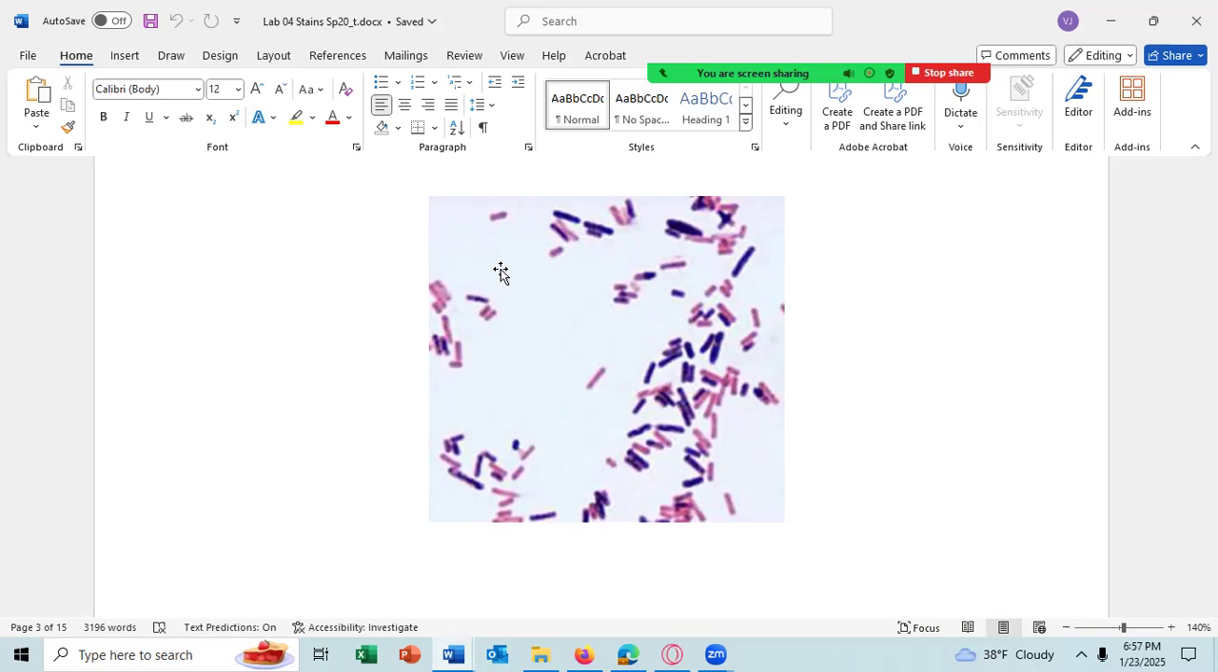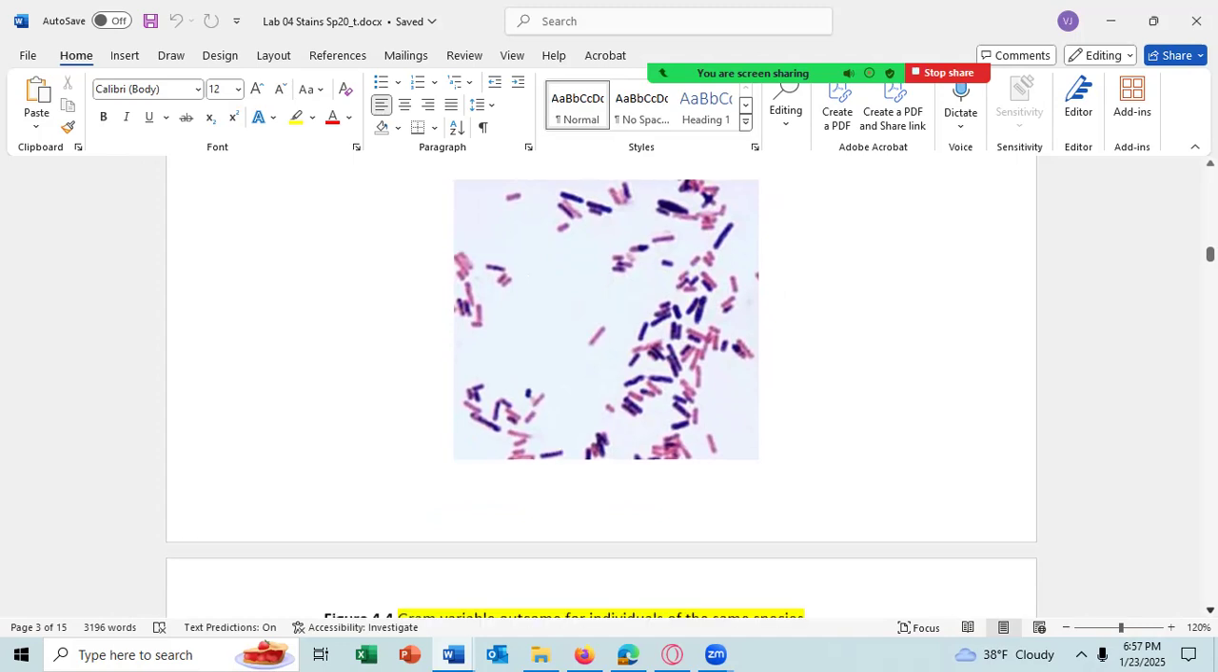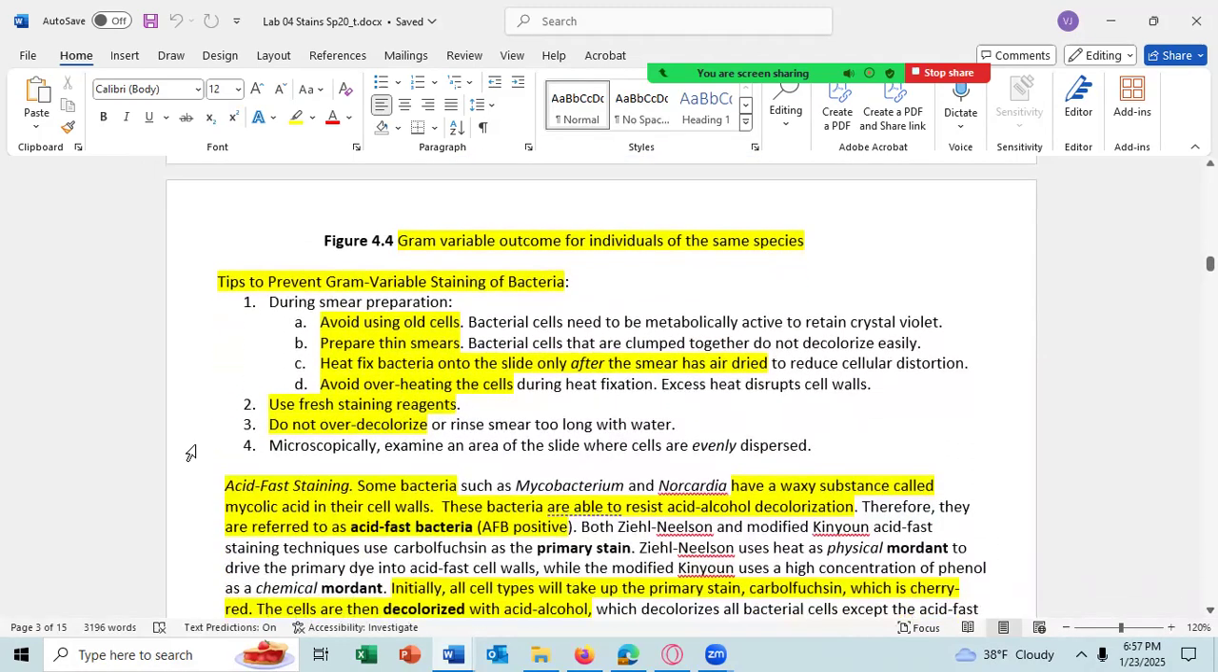So to get a good gram stain, you have to have your cells 2 days old at most, or you can have them younger. And if they're older than 2 days old, what you should do is streak out the cells, let them grow for a day or two, and then run the gram stain on those fresh cells. The gram stain may not work correctly if you use old cells, like this example here. And that's telling you the tips to prevent the gram variable staining of bacteria.